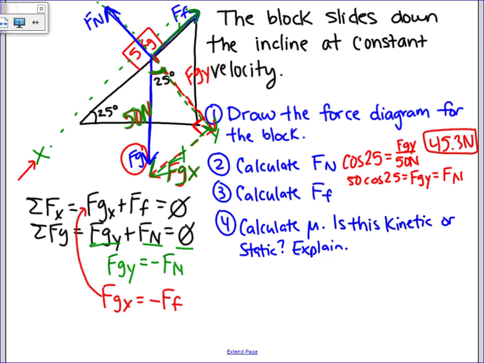So with the opposite and the hypotenuse, I'm going to use sine of 25 degrees equals the opposite, which is force gravity x, over the hypotenuse, which is 50 newtons. If I rewrite that, I end up getting 50 times sine of 25 equals the force gravity x. And remember, that's the same thing as force friction. Plugging into the calculator, 50 times sine of 25 gives me a force friction of 21.1 newtons.